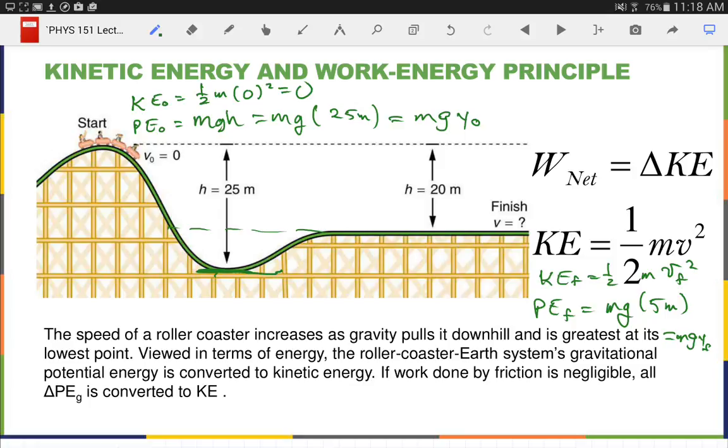Step 3, are there any non-conservative forces here? Not that we're using, we're assuming it's frictionless. It says in the last line, if work done by friction is negligible. So that means no non-conservative forces, so we just have work non-conservative equals 0.